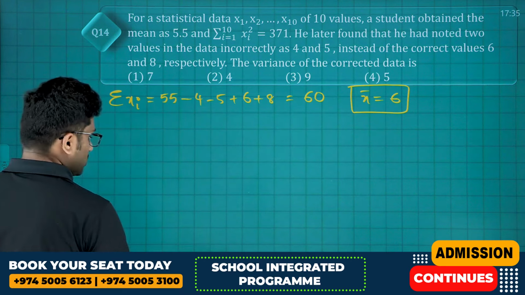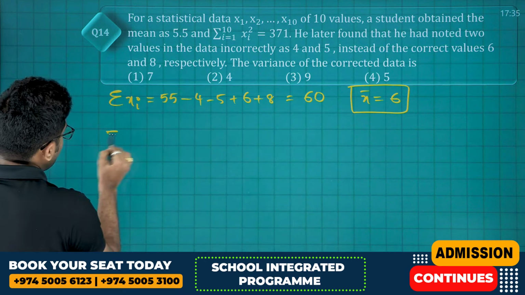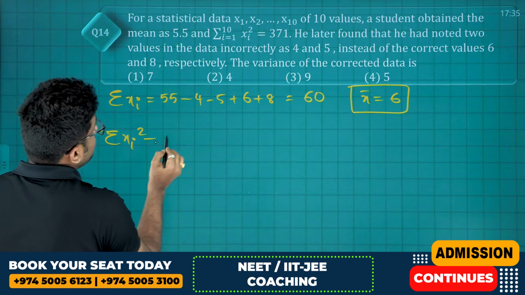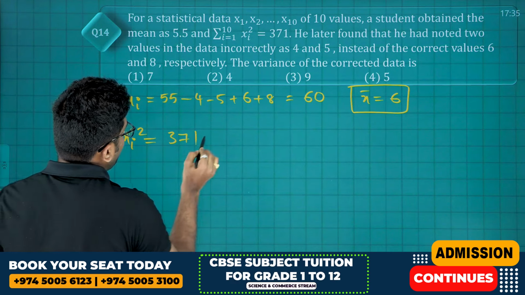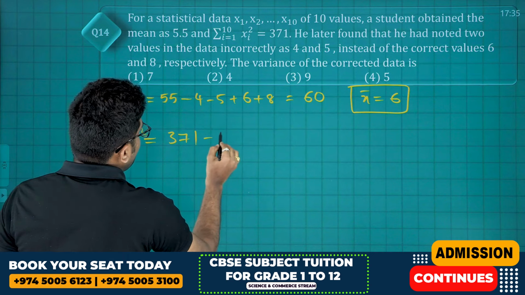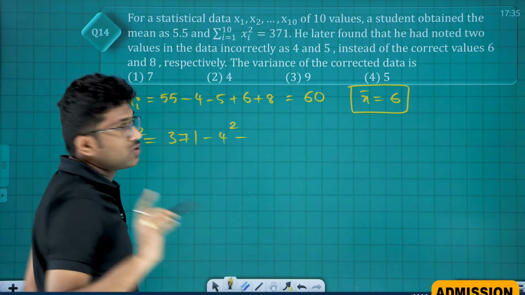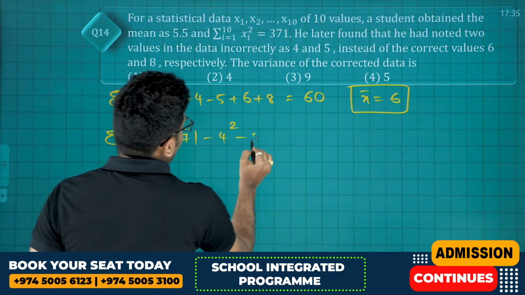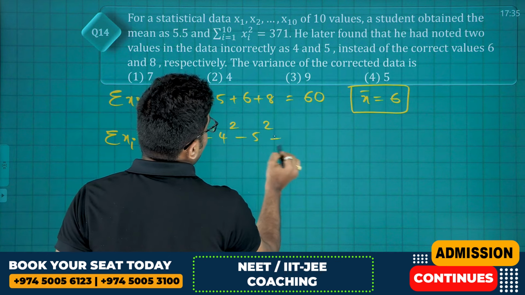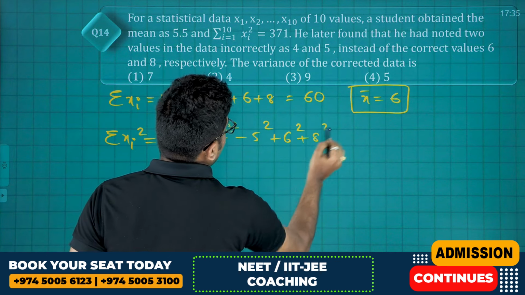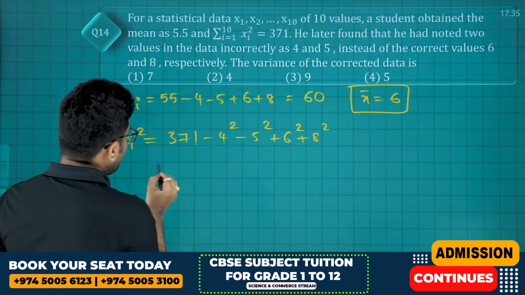Sigma xi square. Also we'll find sigma xi square. Same story we'll do again. 371. He is not supposed to add 4 and 5, no. So we'll exclude this 4 square and 5 square. We'll add 6 square and 8 square. We'll get our correct data. 6 square plus 8 square is 100.